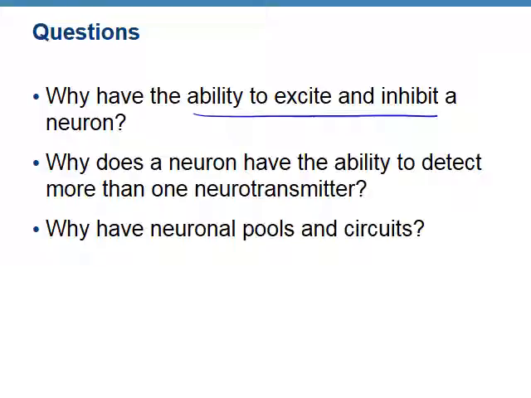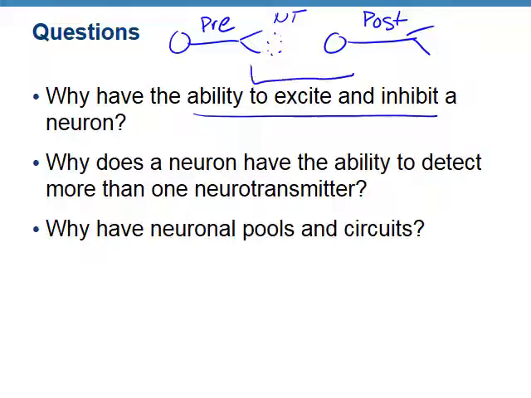So why have the ability to excite and inhibit? So we had our presynaptic neuron, and we had our postsynaptic neuron, and we said it releases a neurotransmitter into this synapse, right? And then on the postsynaptic we have receptors, and those receptors will bind the neurotransmitter and generate either excitatory or inhibitory action in the postsynaptic neuron. So it'll either cause the neuron to fire, or it'll cause it to hyperpolarize so that it cannot fire as readily. So why would we have the ability to do that?